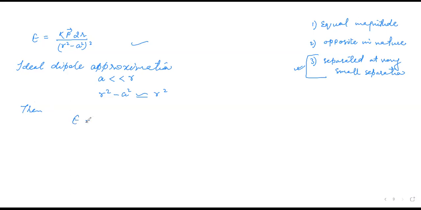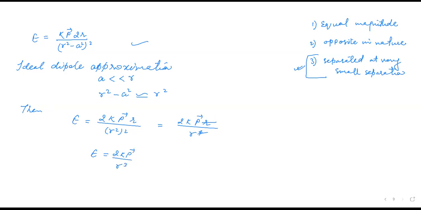Then E is equal to 2K P vector into R over R square whole square, which is equal to 2K P vector into R over R to the power 4. You can cancel one R. And finally, we get E is equal to 2K vector P over R cube.